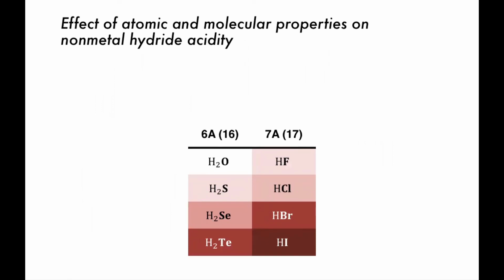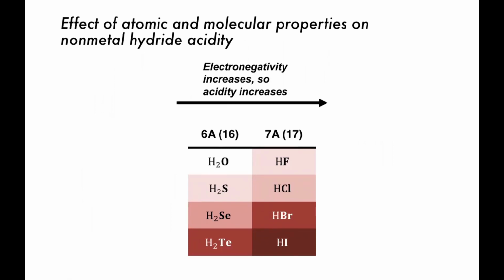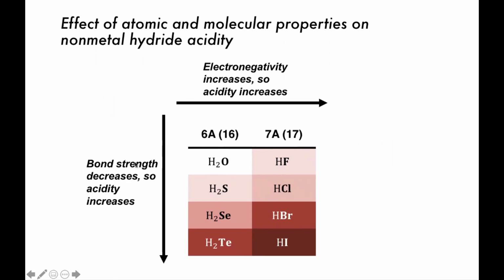So here we have non-metal hydrides of group 6A and group 7A. And so these are the effects of atomic and molecular properties on non-metal hydride acidity. So here we have electronegativity increases, so acidity increases. So we have more electronegative atoms here than here. So this is going to be more acidic than water, for example. Then bond strength decreases as we go down. So we're going to see these are the least acidic, these are the most acidic. So we have HI being the most acidic. Tellurium dihydride is going to be more acidic than selenium dihydride, which is going to be less acidic than, for example, hydrobromic acid.